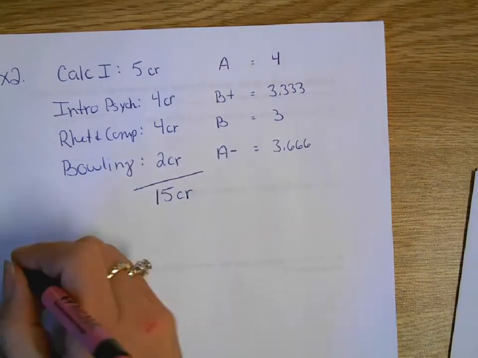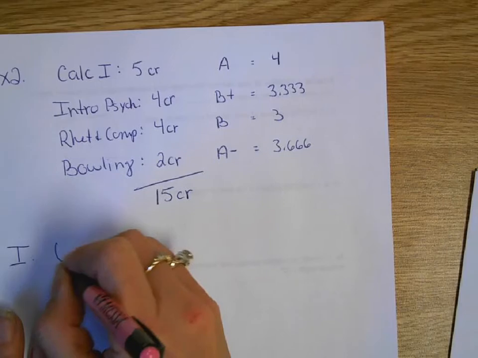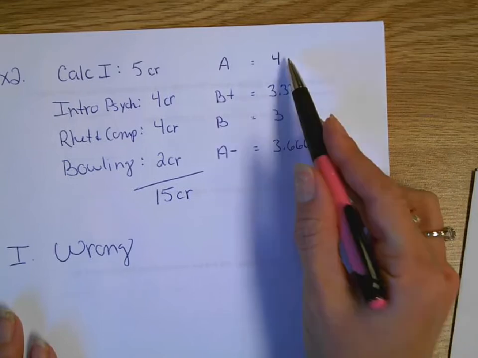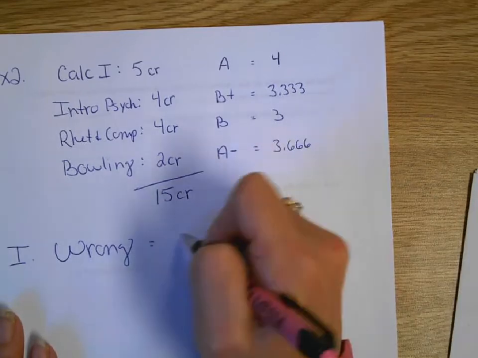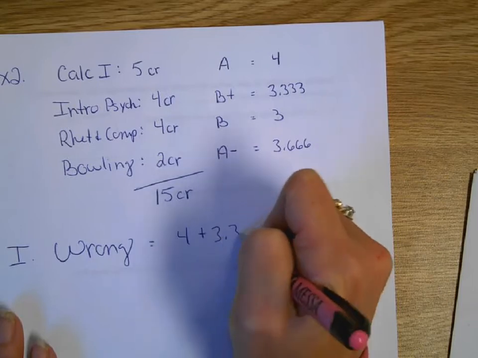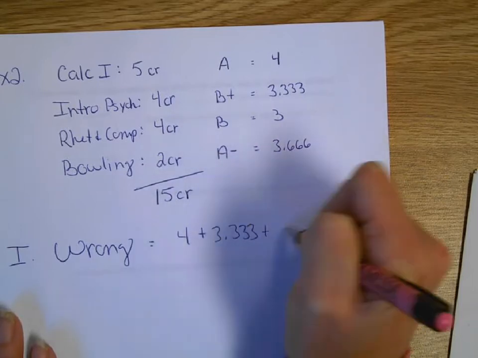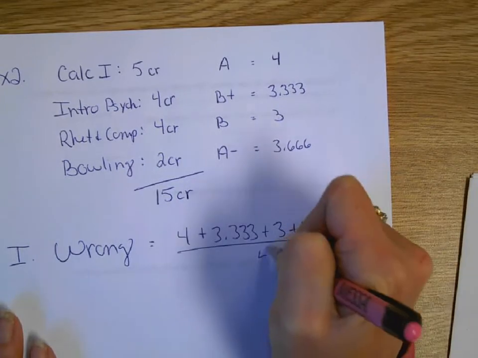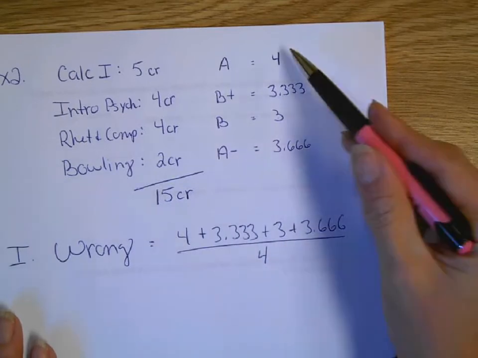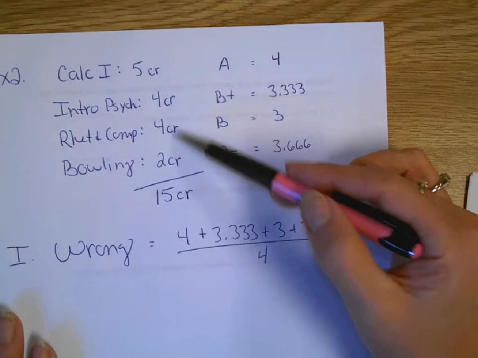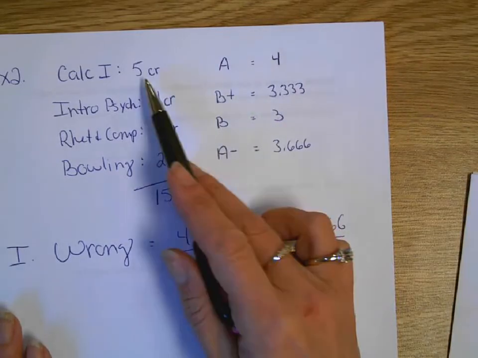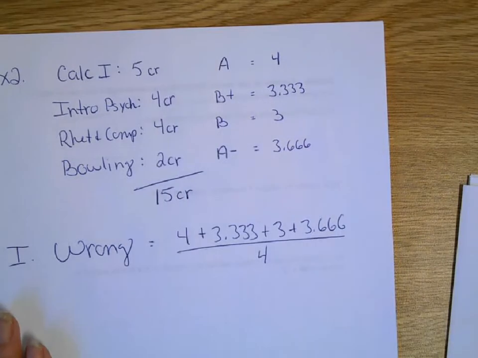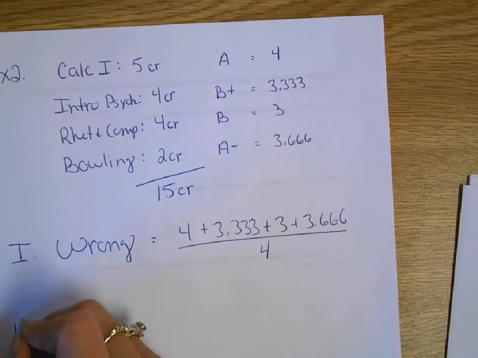So, the wrong way to find your semester average would be to just say, well, I got an A, I got a B plus, a B, and an A minus. Add all 4 of those up and divide by 4. Totally wrong. In high school that would work, because all of our classes count the same amount. But in college, it's based on the credit. So this bowling class does not have nearly as much impact on your GPA as this Calc class did. So, the weighted way to do this.